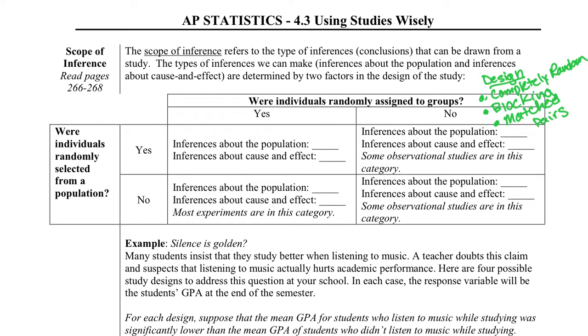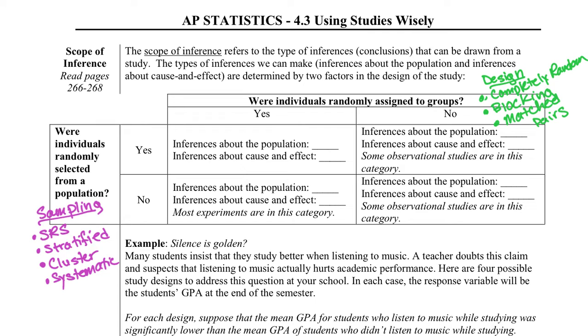There are three ways we can randomize: a completely randomized design, we can randomize within blocking, and matched pairs. So these are all the different terms that we use. Now, for the second thing we're going to look at: were individuals randomly selected from a population? This goes back to 4.1, where we learned the different methods of sampling. It could be a simple random sample, stratified sampling, cluster sampling, or possibly some kind of systematic sampling.